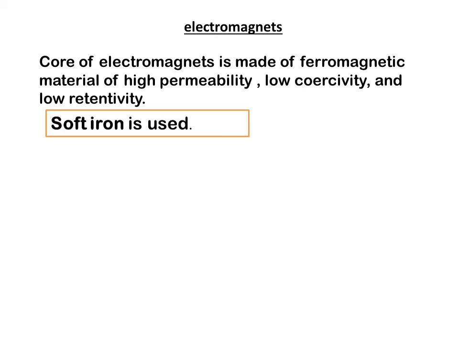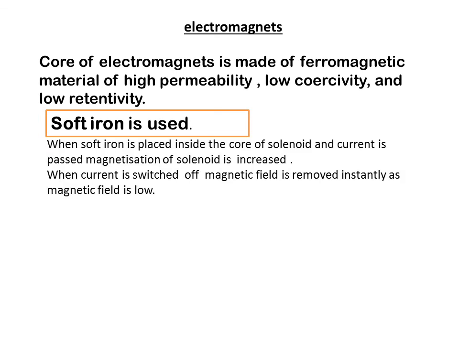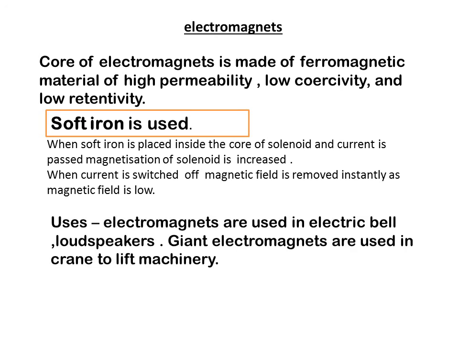Soft iron is used for making electromagnets. Soft iron has high permeability and low coercivity. When soft iron is placed inside the core of a solenoid and current is passed, the magnetization of the solenoid is increased by about 1000 times. When current is switched off, the magnetic field is removed instantly. Electromagnets are used in electric bells and loudspeakers. Also, giant electromagnets are used in cranes to lift heavy machinery.